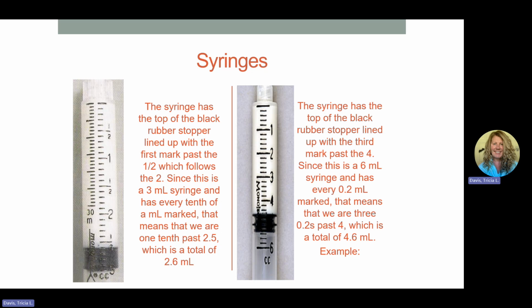Over here on the right, we have a syringe that has the top of the black rubber stopper lined up to the 3rd mark past the number 4. This is a 6 ml syringe, and it has every 0.2 ml mark. So that means that we are now 3 of these 0.2 marks past the 4. So that means that we have a total of 4.6.